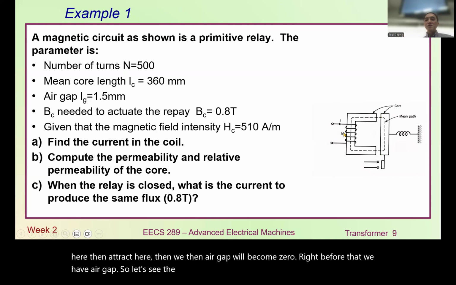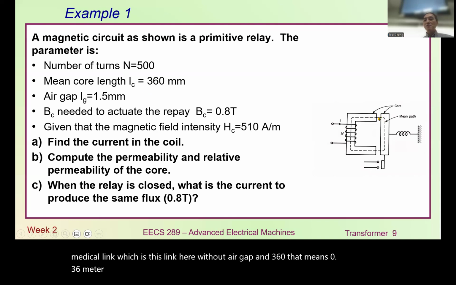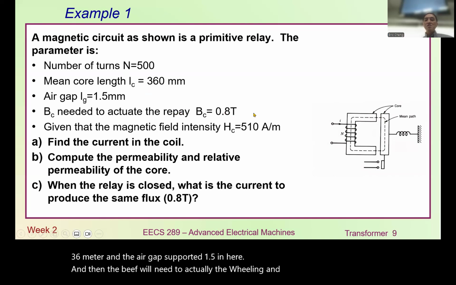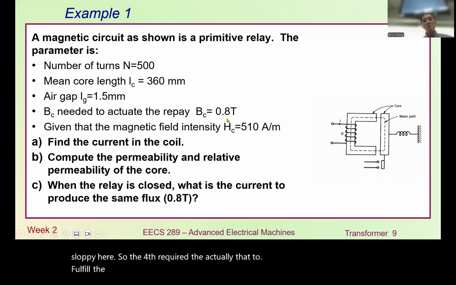We have 500 turns here. We have a magnetic core length, which is this length here without the air gap, of 360, that means 0.36 meter. And the air gap is supposed to be 1.5 in here. The B field needed to actuate the relay is 0.8. So the force required for the actuator to produce the attraction to couple them will be 0.8 Tesla. So we need to produce 0.8 in this location.